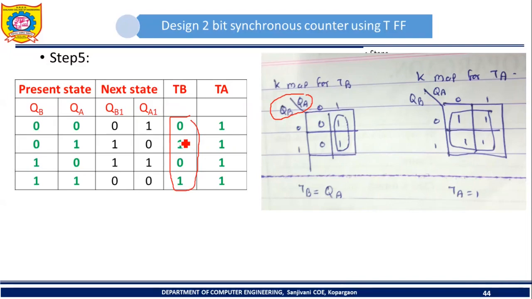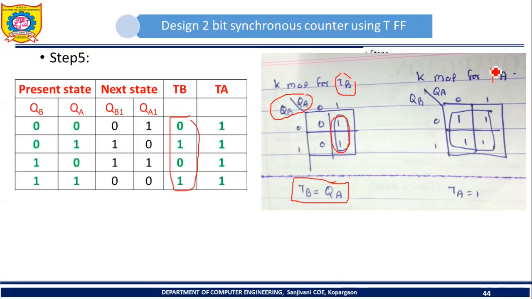After putting the information of this table on this K-map, what is the next step? You have to make the group. In this case, this group is possible, so grouping of 2 ones is possible. After making this group, the next step is to write the simplified equation for TB. So the simplified equation of TB will be TB is equal to QA. Already we have seen how to write the simplified expression from the K-map.